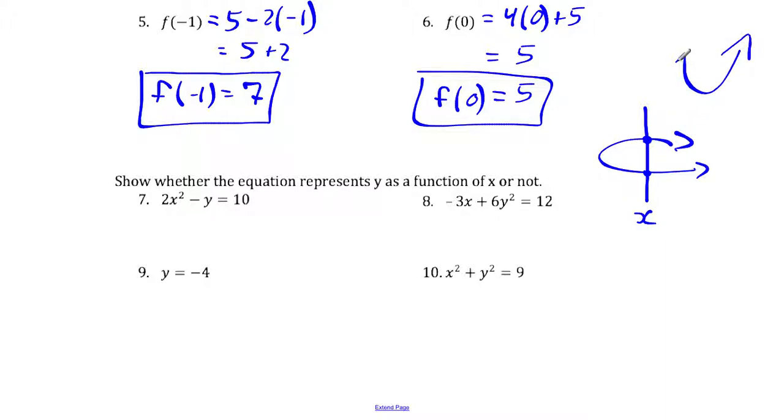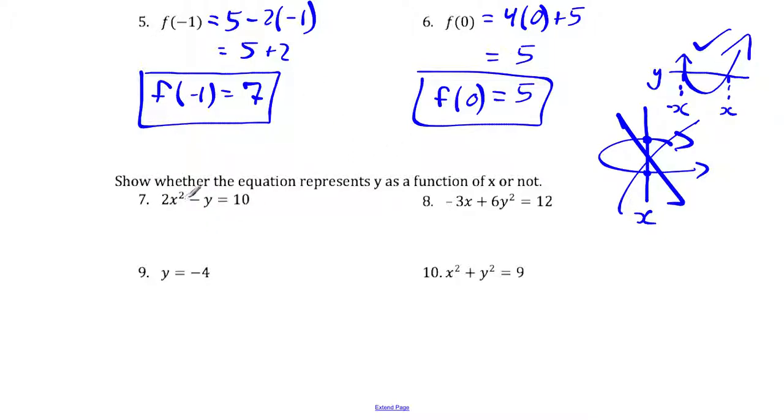Now, if we have just a normal parabola, if I have this horizontal line, that's a y value, I have one output for two different inputs. That's okay. This is not. So know the difference between not being a function and a function.